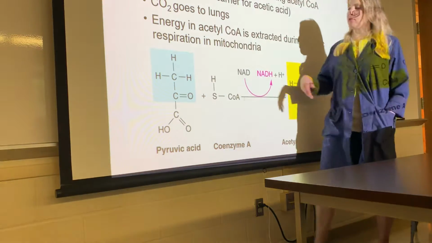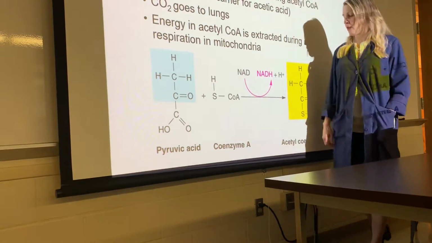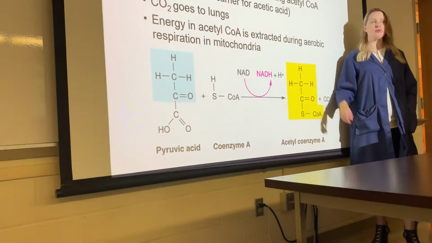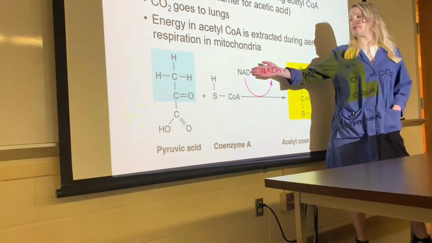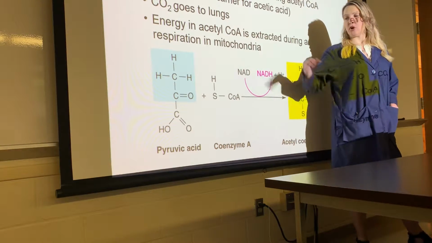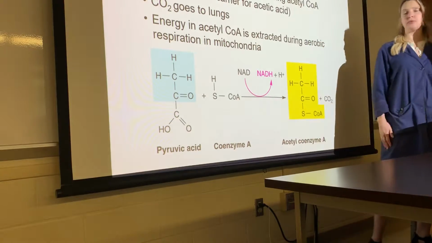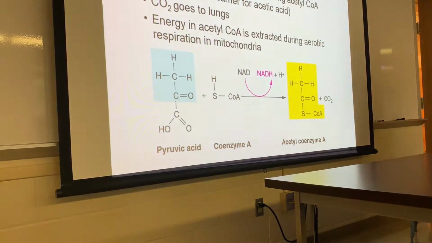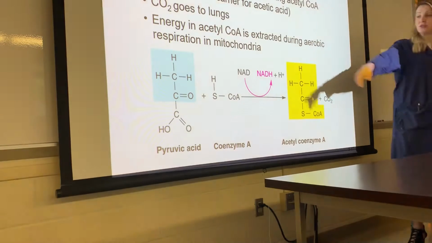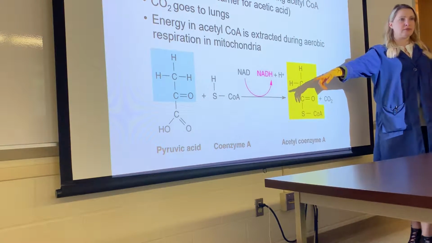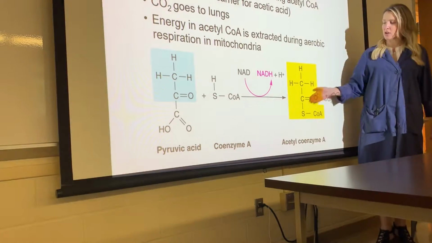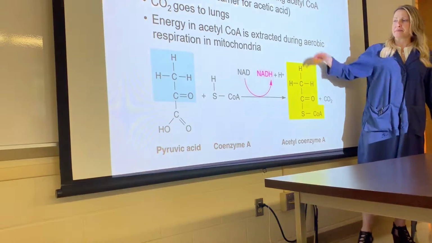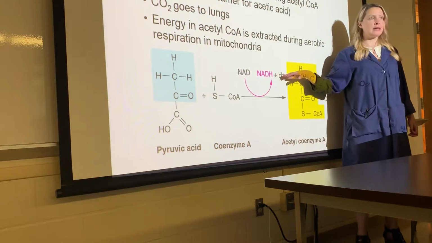We start with, in pyruvic acid, 3 carbons. When we get acetic acid, we only have 2 carbons. So when we start here, we start with NAD, we end up with NADH plus H. Which is oxidized, the pyruvic acid or the NAD? Pyruvic acid, because it loses the carbon, it loses electrons, right? So it goes from 3 carbons here to 2 carbons here. So pyruvic acid is oxidized to acetic acid. NAD is reduced to NADH plus H.